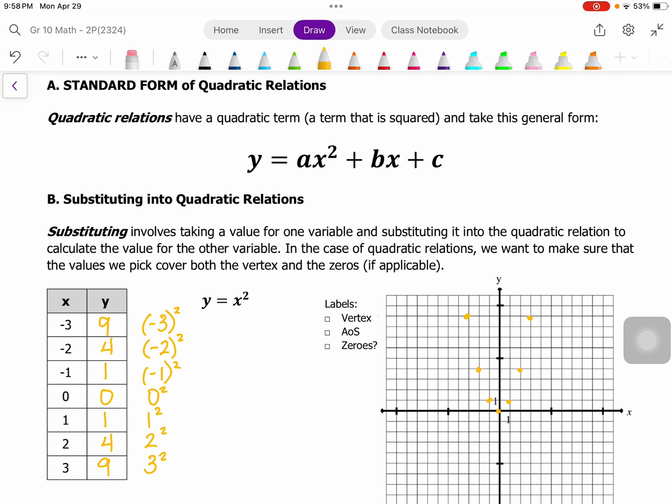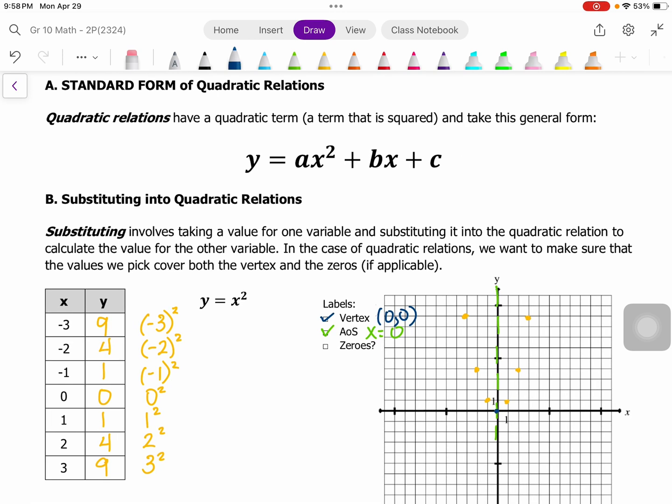So we have a vertex here. We have our parabola shape that we just learned about, this U-shape, and where our parabola turns, that turning point, is our vertex. So our vertex is over here at 0, 0. Our axis of symmetry is an imaginary line that goes through the vertex, and our equation for that would be x equals 0.